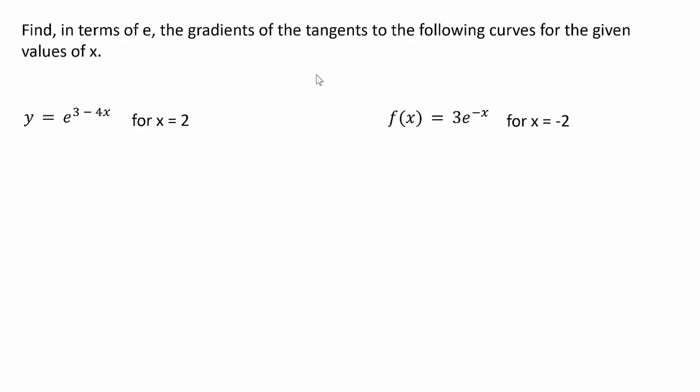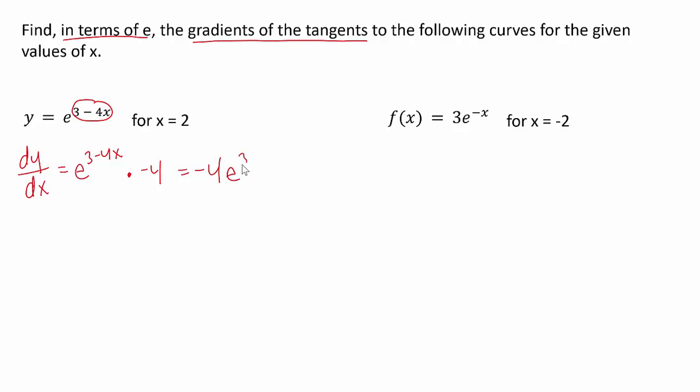Okay, let's look at using this for just a second. So find, and they're telling me in terms of e, so we don't need a calculator, the gradients of the tangents, so the slope of the tangents to the following curves for the given values of x. So again, here's y equals e to the 3 minus 4x. I need a derivative anytime I'm talking about slope of tangent. Everything stays the same times the derivative of the power, which is negative 4. You're going to hear me say that a lot. And then I'll write the negative 4 in front and everything else the same. So this is my derivative.